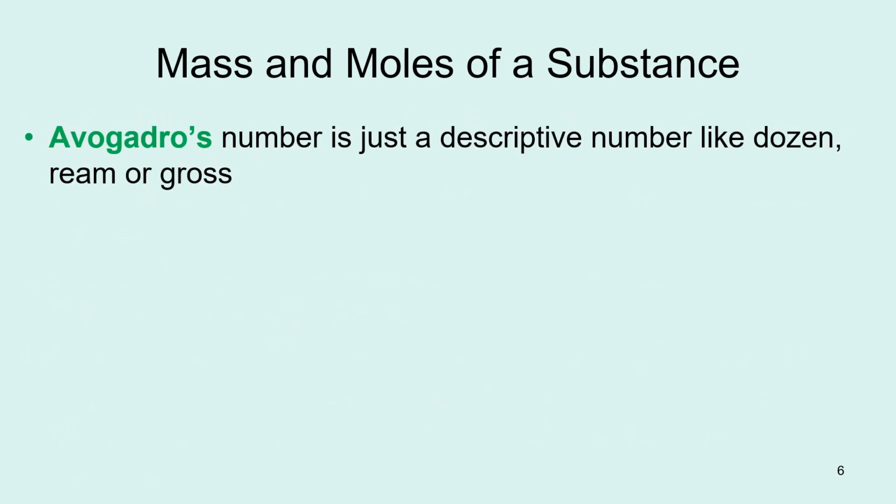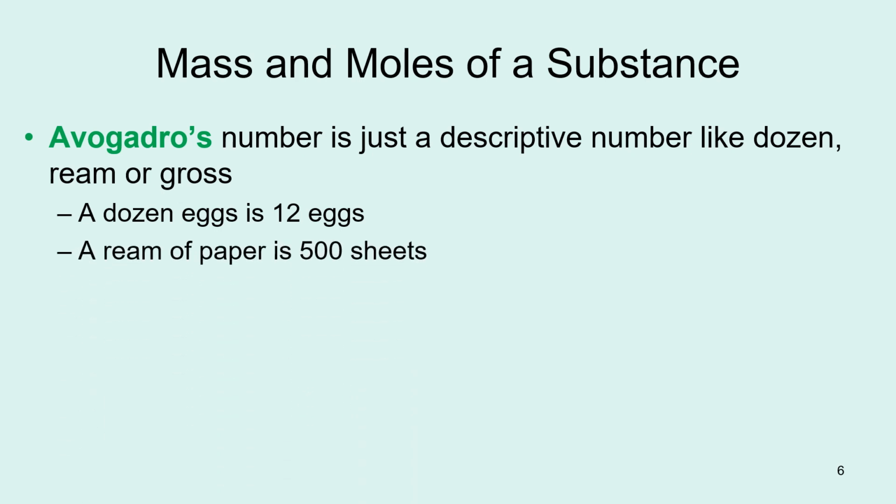Keep in mind that Avogadro's number is just a descriptive number. It's an odd number, but it's descriptive, just like a dozen or a gross of something or a ream of paper. We know a dozen eggs means there are 12 eggs. That's descriptive. A ream of paper means you have 500 sheets of paper. A gross of any item is 144, 12 times 12. We probably don't use these very often, but clearly you use dozen.